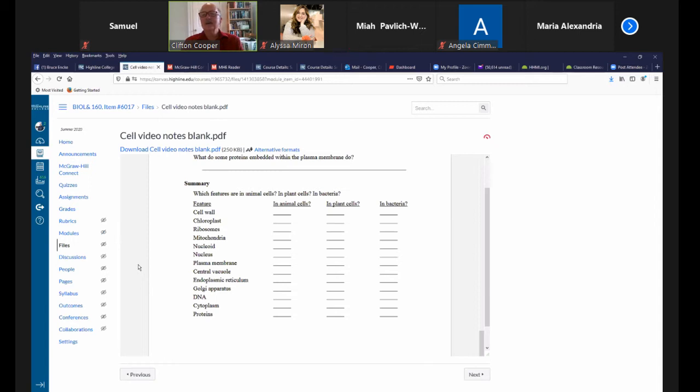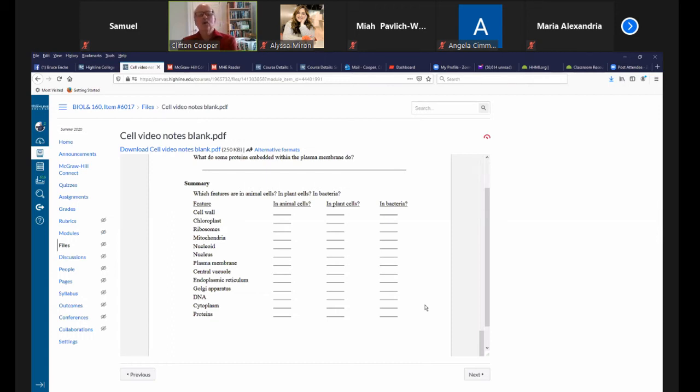I couldn't hear that. Nucleus. That would not be right, because bacteria don't have those. Instead, bacteria have this thing we call the nucleoid, which they didn't really go into. But bacteria would get the nucleoid, plant and animal would both get the nucleus. Either way, you're talking about a way to organize the DNA in the cell.